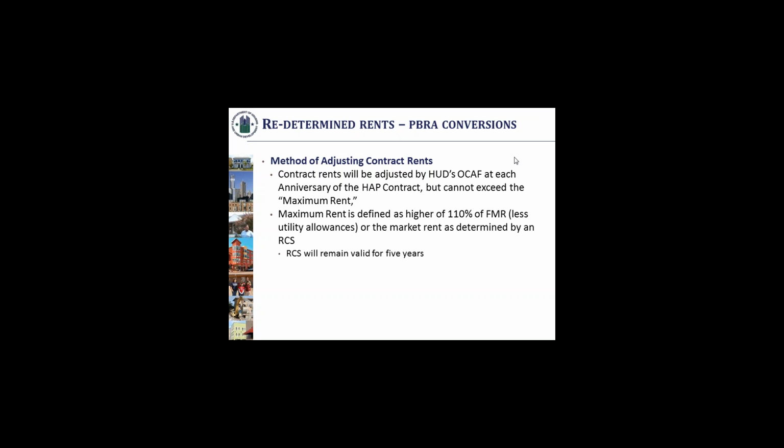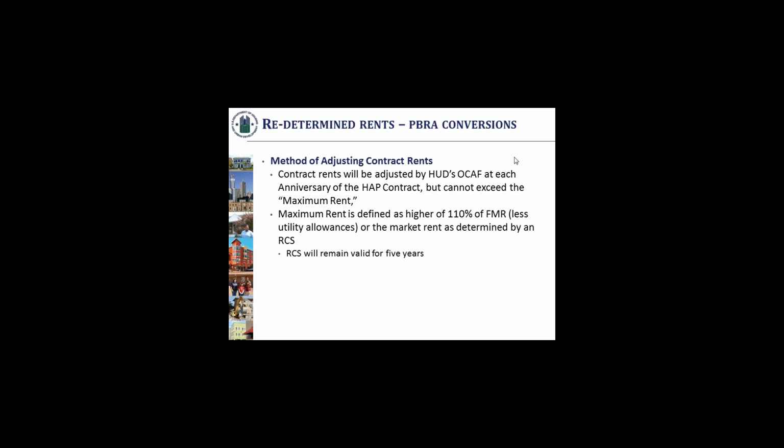An RCS will remain valid for 5 years. So when you establish your initial rents, you will have an RCS that will remain valid for 5 years. So for 5 years, you will get your OCAF. At year 5, I guess for 4 years you will get your OCAF. At year 5, we'll ask you to submit another RCS in order to receive your OCAF.